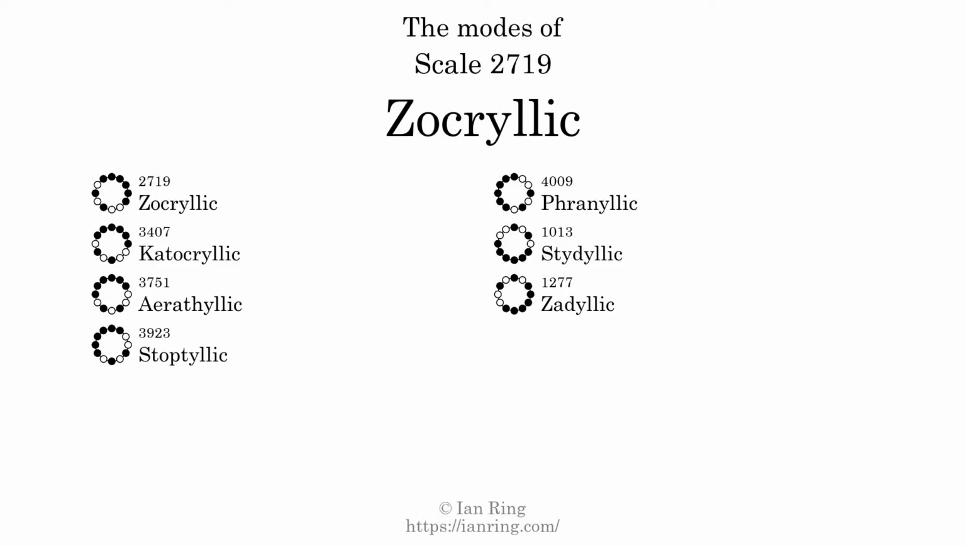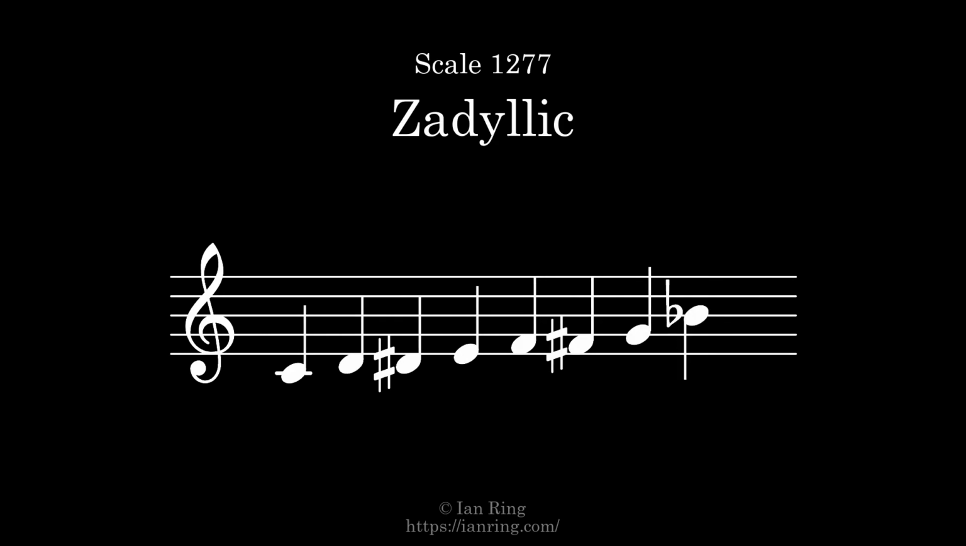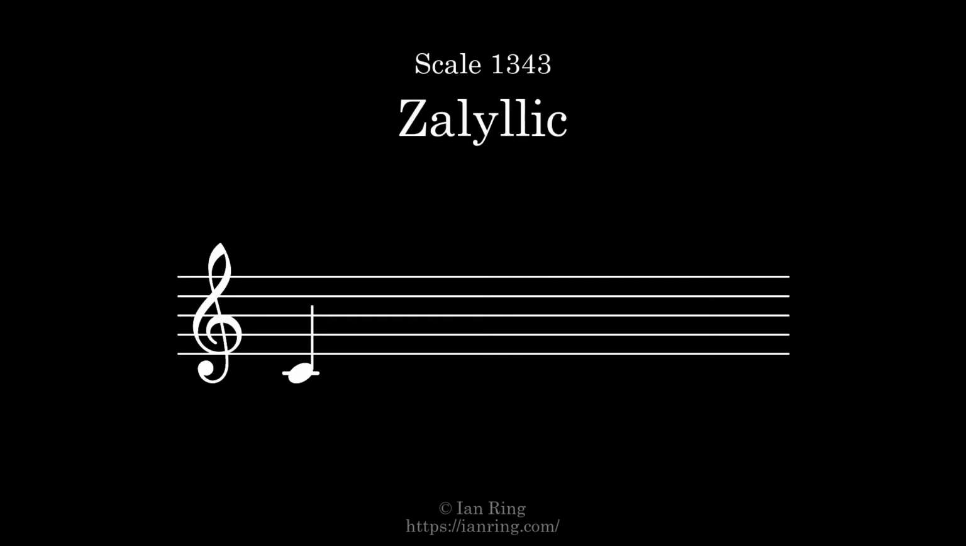The seventh mode is scale 1277, also known as Zocryllic. It sounds like this. The eighth and last mode is scale 1343, also known as Zocryllic. It sounds like this.